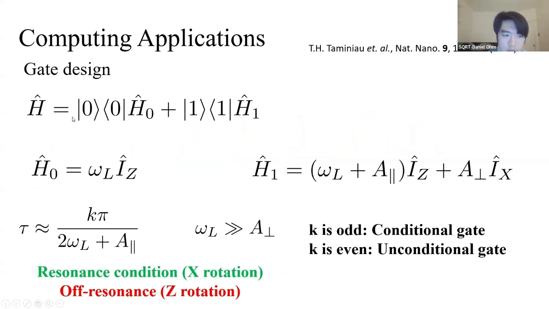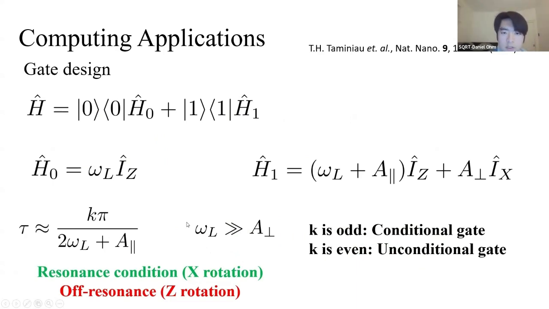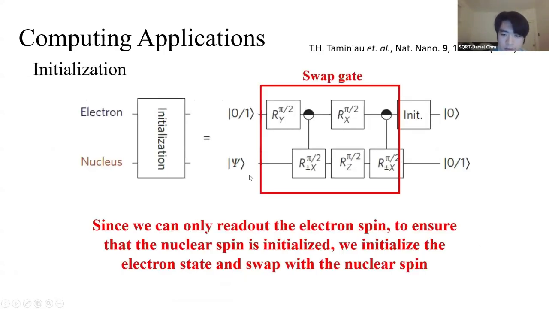So if you look at the Hamiltonian, which looks like this, you have a certain tau, which corresponds to this value in the Hamiltonian. And if I apply a certain tau in the gate sequence, this tau corresponds to this tau. When k is odd, I can apply a conditional gate, and when k is even, I apply an unconditional gate. So when my tau is equal to this, I perform an X rotation, and if it's not equal to this value, I perform a Z rotation. So you can use this property of the Hamiltonian to implement your 2-qubit gates.